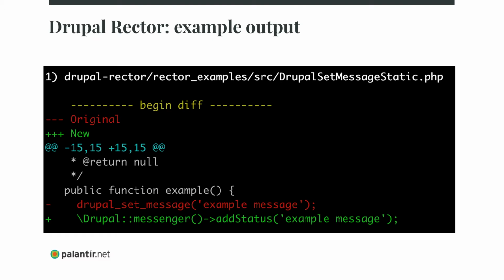So here's an example of what will be produced. When you run Drupal Rector, it says here are all the files that are changed. It shows you a diff, which looks like a git diff or another diff. In this case, Drupal set message was removed and replaced with a messenger service with add status.